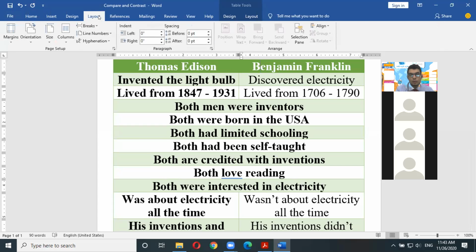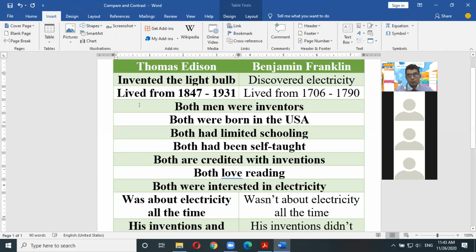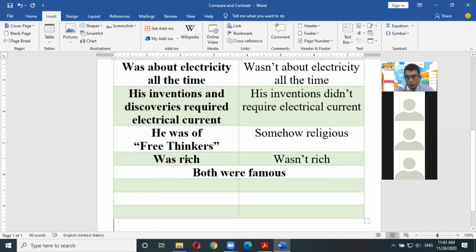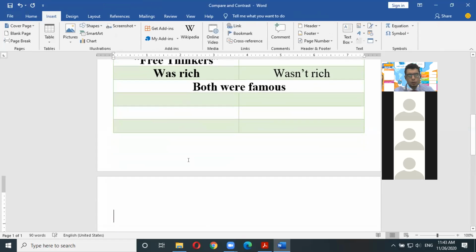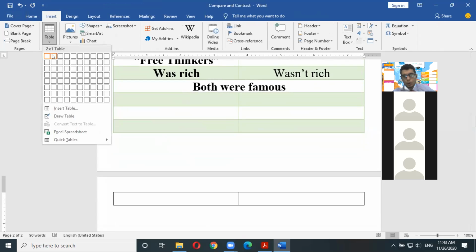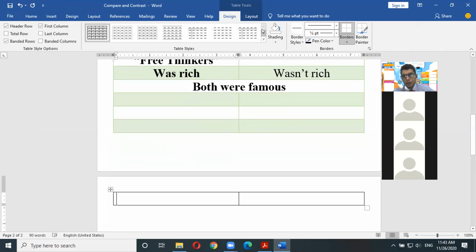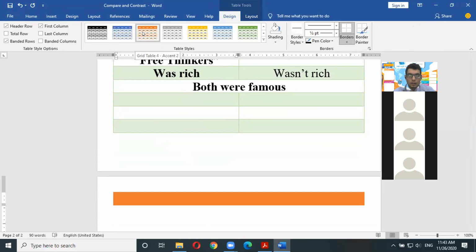Here from layout, you insert the table. You insert the table. I say, no, 20 minutes is too much, Muhammad Samir. It's too much, really. You insert the table. You put 2 columns. Then this will appear. You select, let's say, let's make it red this time.